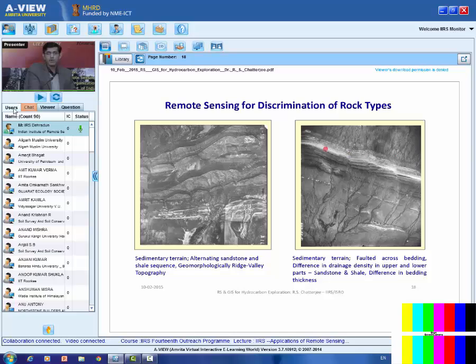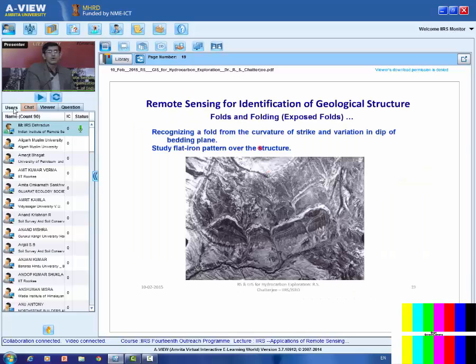You can see here some faults as well, cross faults, ridges. Okay, but sometimes you can see the folds also. So in the sedimentary terrain, when it is deformed, the exposed folds can be very easily identified from remote sensing data, as we have discussed earlier. When the folds are exposed, you can interpret well, because from the curvature of the beds, from the change in the strike and dip of the beds, you can interpret that this is a folded form.